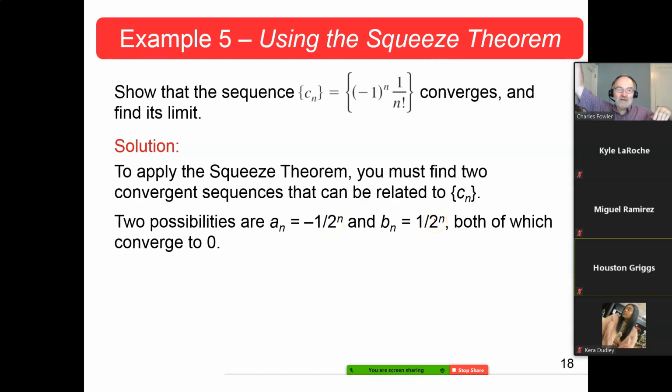So you've got one approaching 0 from the bottom side and one approaching 0 from the top side. So both of those limits are 0.